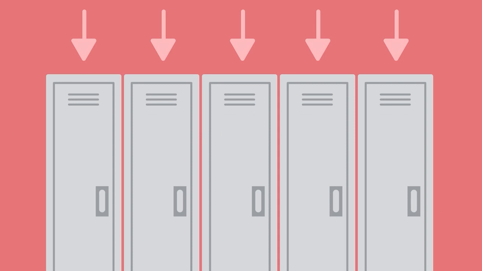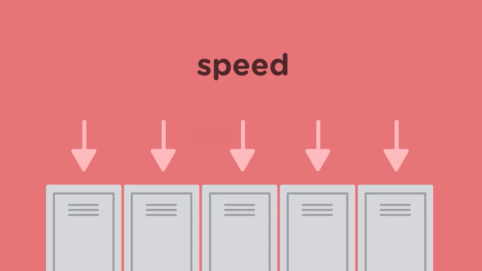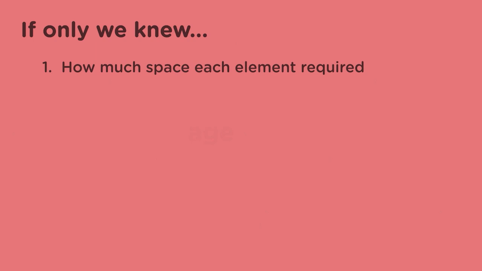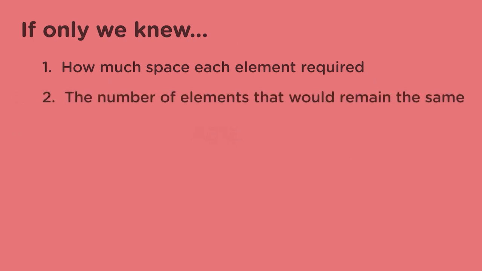That effort actually does have a cost, namely speed. It's a lot of overhead, and it wouldn't be needed if only you knew how much space each element required, as well as the total number of elements that would always remain the same. Hey, those restrictions sound pretty familiar, don't they? Those are the restrictions I was talking about that arrays have.